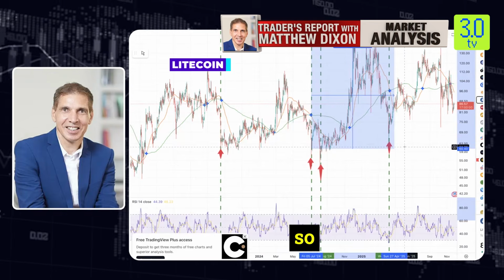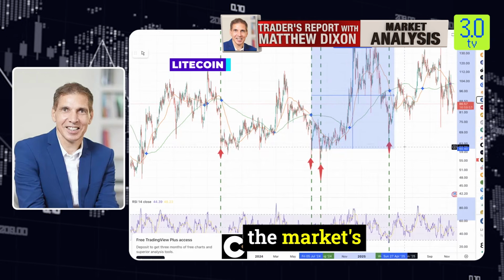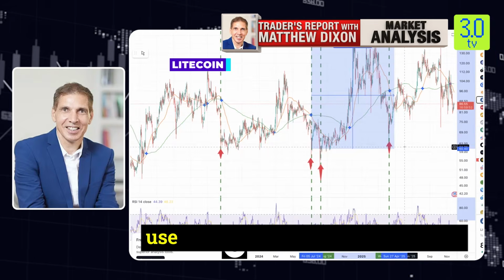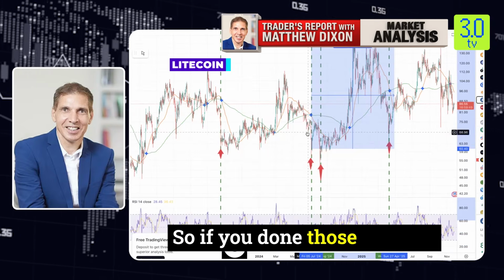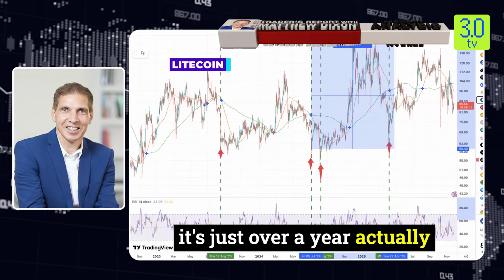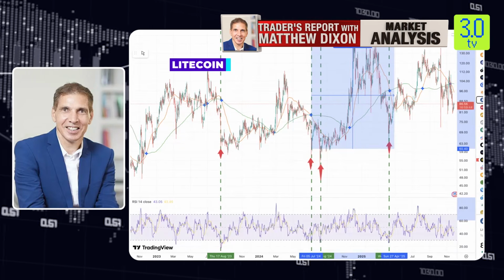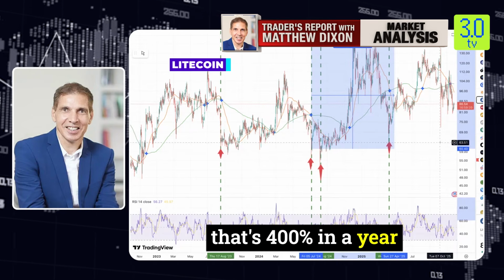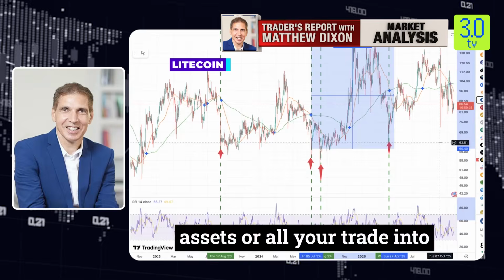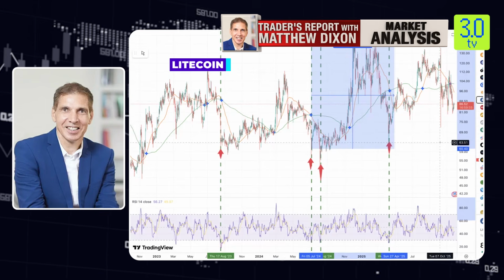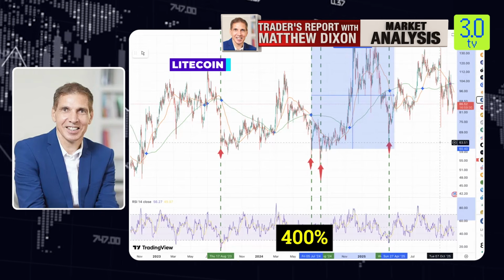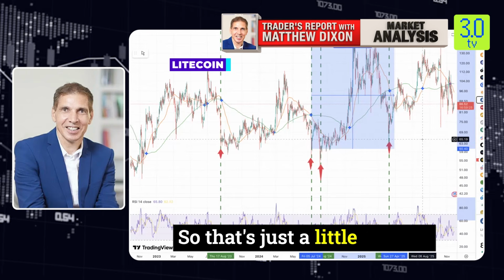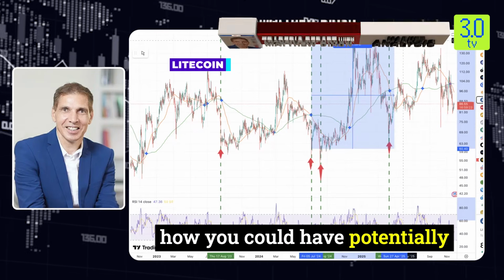So all these people who are so changeable in terms of saying the market's bearish or bullish or whatever, here's a very, very simple signal you can use and net some amazing returns. So if you've done those over the past, it's just over a year actually, you've had 4 signals there, 100% each. That's 400% in a year. Obviously, you wouldn't put all your assets into one basket, not all your eggs in one basket, but 400%, even if it was a fraction of your portfolio, amazing returns to be had there. So that's just a little snippet on Litecoin, how you could have potentially traded that.